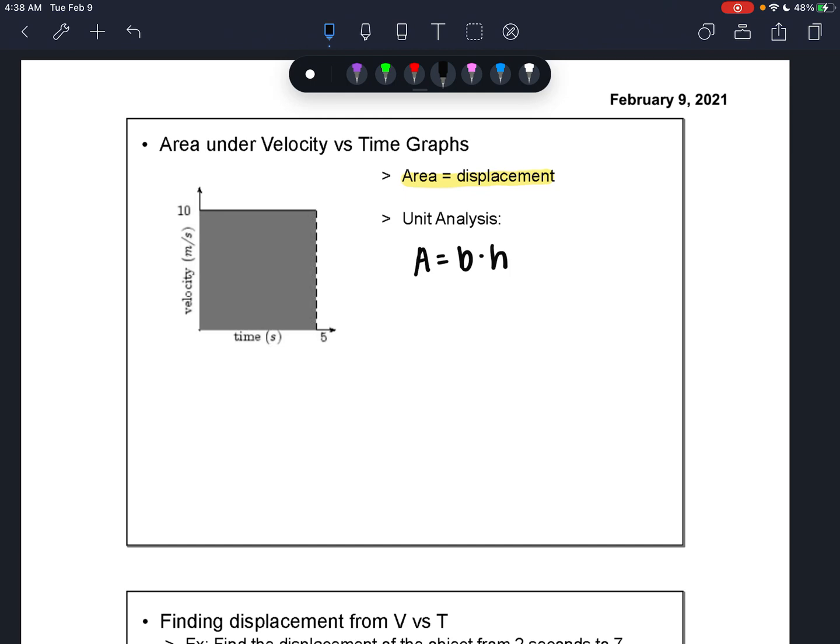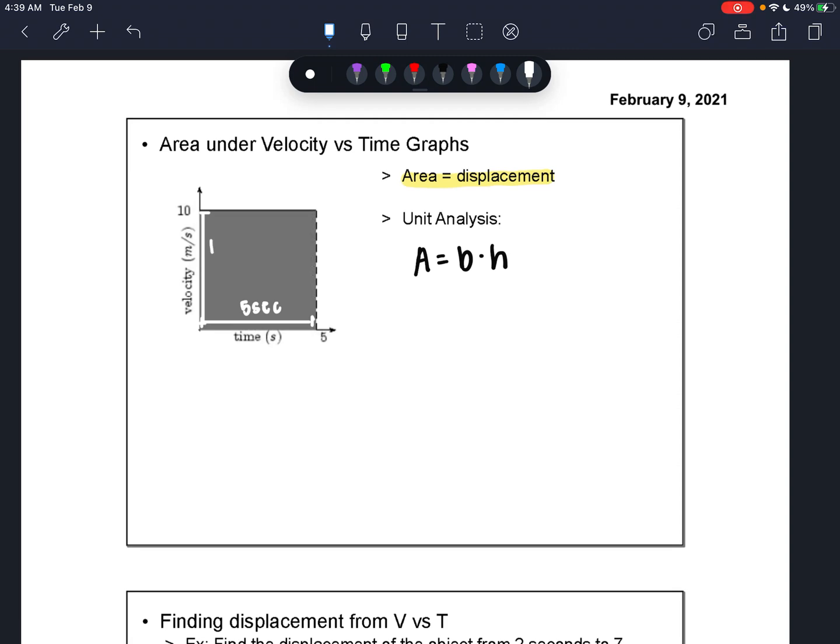So if I want to find the area under the velocity graph, I just need to take the base of this square times the height of the square. You might be wondering, how do I find the base and the height? Well, easy. Your base is just how much time has gone by. So according to this graph, 5 seconds have gone by. And then your height is just your velocity during this whole time.